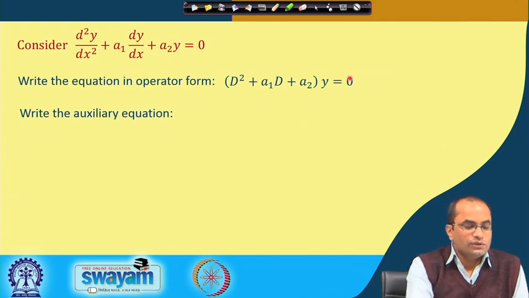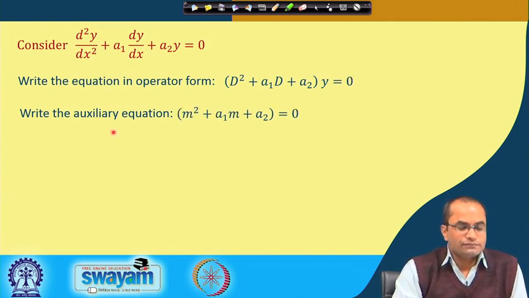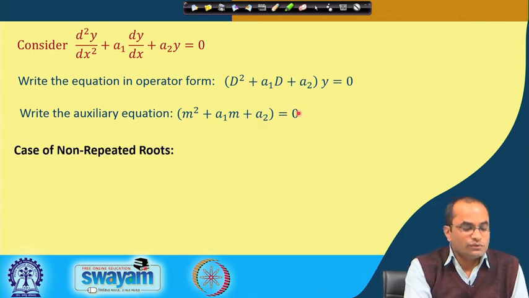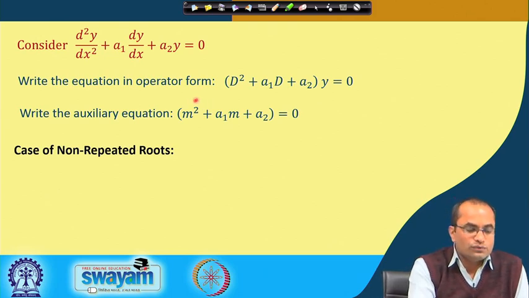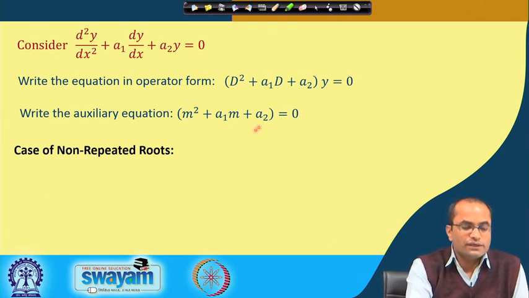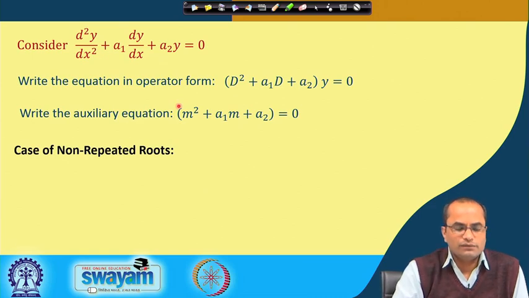So, we write the auxiliary equation out of this operator equation. The D square becomes m square plus a 1 m plus a 2 is equal to 0. So, how to get this auxiliary equation? This is just from the operator equation. Instead of working with this D, which is an operator, it is better to replace D by m, and now let us work with this polynomial equation m square plus a 1 m plus a 2 is equal to 0.